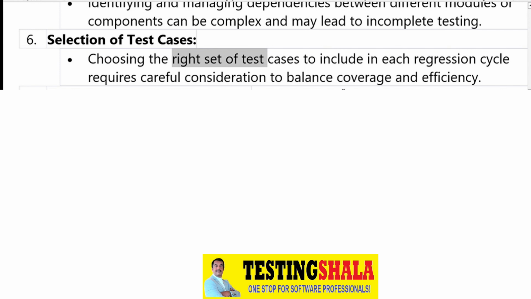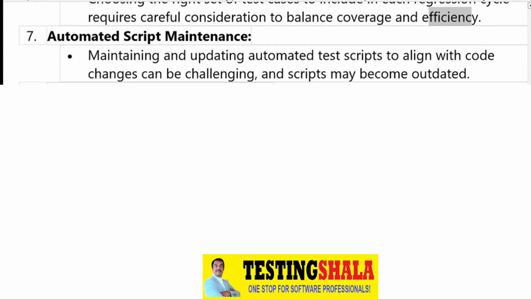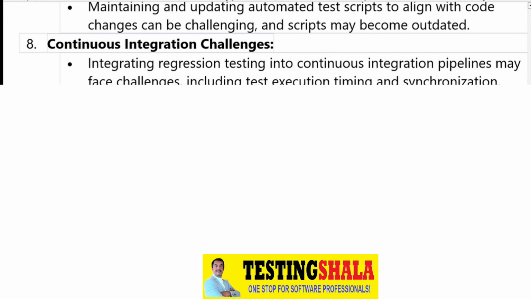Selection of test cases is a big challenge, because we have to choose the right set of test cases in a regression cycle. As and when the code is getting changed, we have to choose the right set of test cases to be executed, to balance coverage plus efficiency as well. And the seventh one is maintaining the automated scripts, also a big challenge. Apart from manual test case execution, we should also look at maintaining these automated scripts when your application grows and the number of test cases also grows.